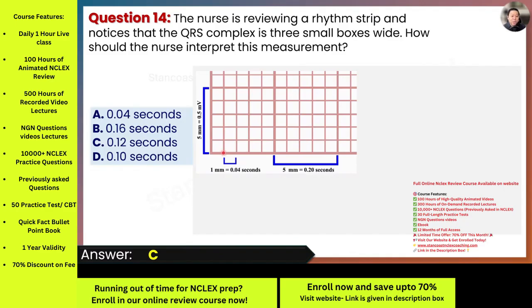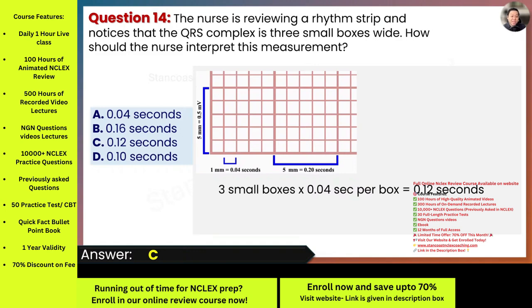So to determine how long the QRS complex is, you simply multiply the number of small boxes it spans by the duration each small box represents. In this case, the QRS complex spans 3 small boxes. 1, 2, 3. So here's a simple math: 3 small boxes multiplied by the seconds per box yields 0.12 seconds, right? So the correct interpretation of the QRS complex width here is 0.12 seconds.